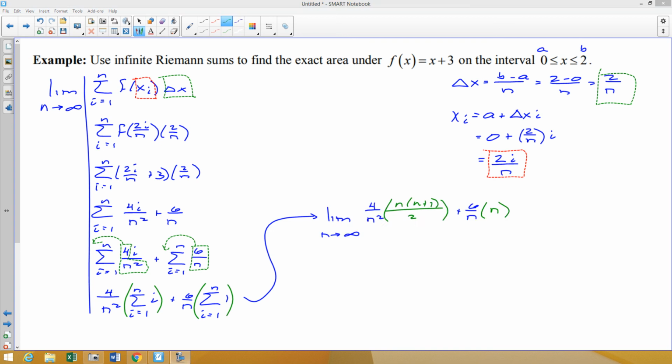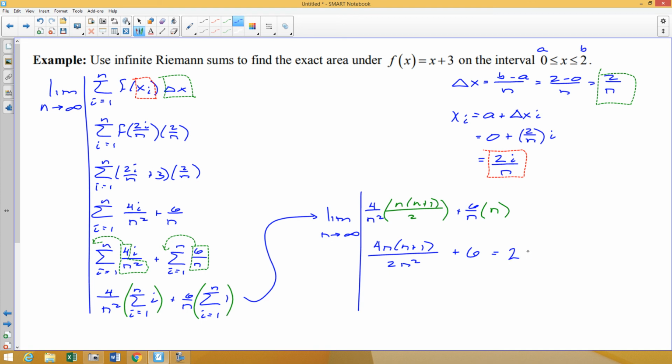So I substitute those formulas in for the sigma notations, and then we're about 2 steps away from being done. I'm going to clean this up ever so slightly. That's going to be 4n times n plus 1 over 2n squared. And 6 over n times n is just 6. And now finally I've gotten myself to an infinite limit where I can look at the degree on top and bottom. For this first one, top degree is 2. If I were to distribute the 4n, that'd be 4n squared. So top degree equals bottom degree, so we would divide the coefficients. So the answer to that first limit is 2.